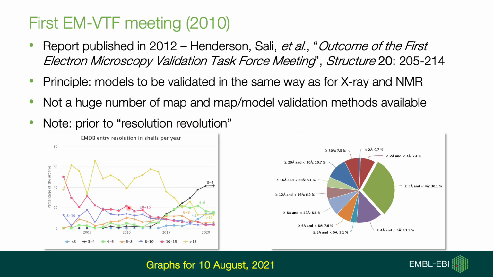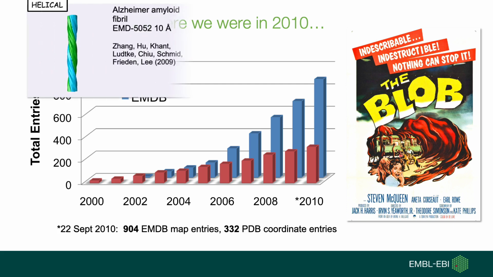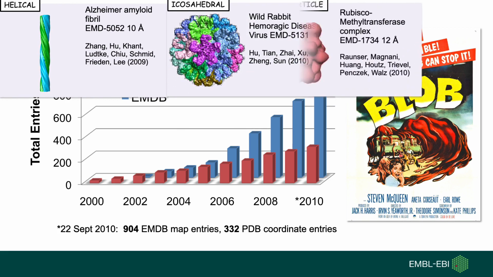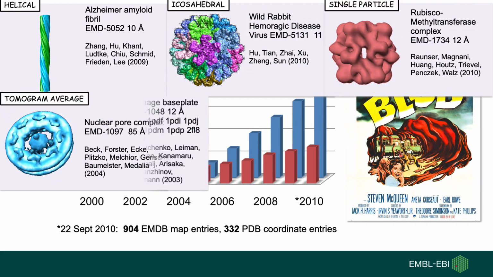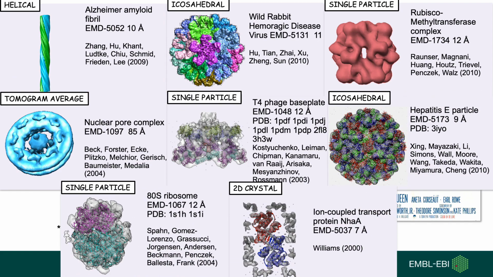In 2010, 60% of the EM maps released that year were at worse than 10 angstrom resolution, for example, and the current archive is very different from that. And just to remind you where we were in 2010, there were less than 1,000 maps in EMDB. There were just a few hundred EM structures in the PDB. We were in the era of blobology. These are some of the typical state-of-the-art structures from the first decade of the 21st century, typically at resolutions somewhere between 7 and 12 angstrom.